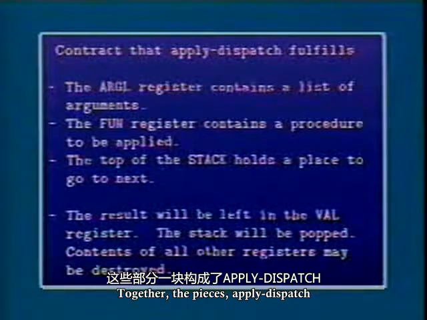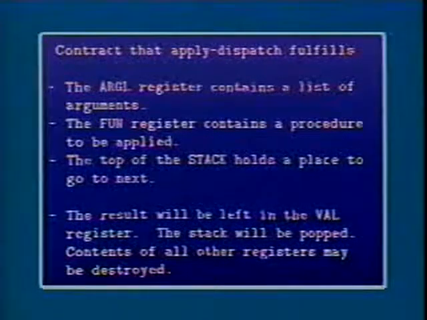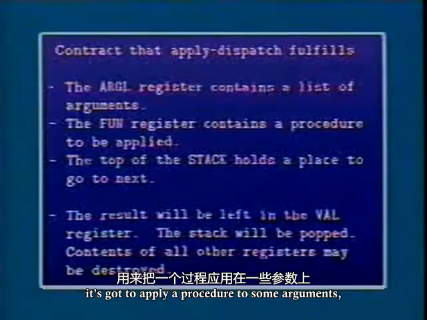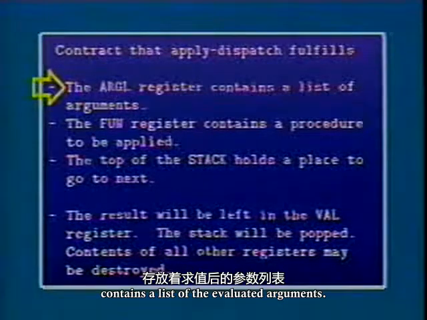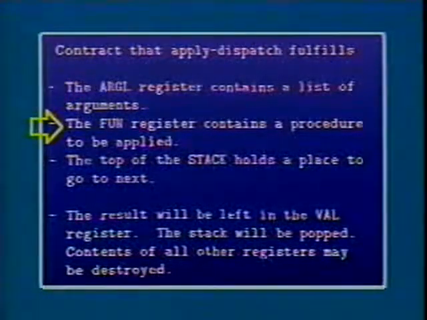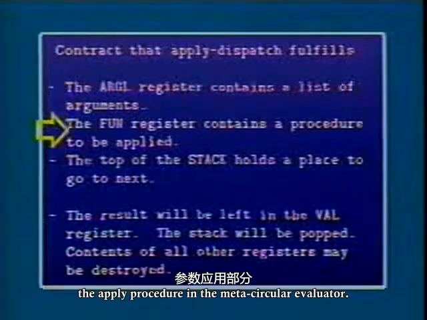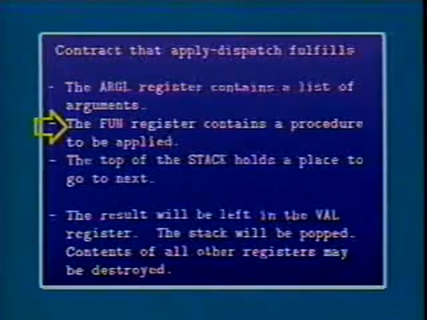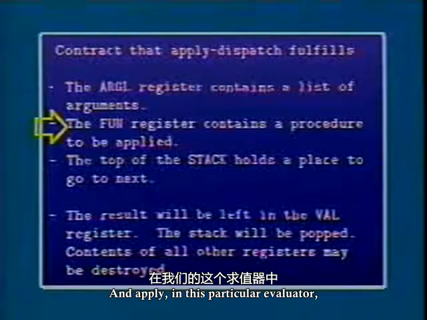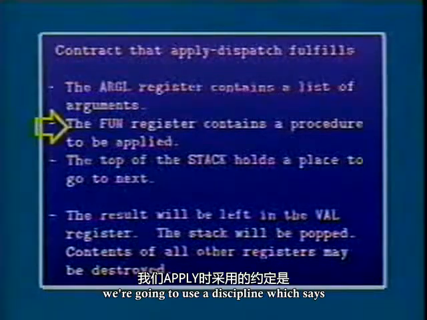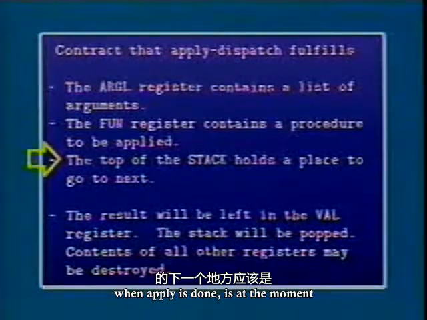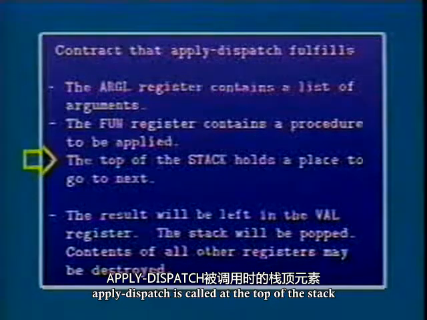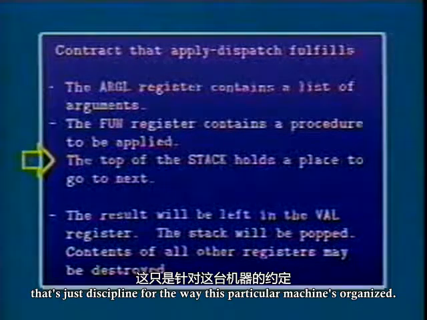The other big piece is apply dispatch, that corresponds to apply. It's got to apply a procedure to some arguments. So it assumes that this register argl contains a list of the evaluated arguments. Fun contains the procedure. Those correspond to the arguments to the apply procedure in the metacircular evaluator. And in this particular evaluator, we're going to use a discipline which says the place the machine should go to next when apply is done is at the top of the stack at the moment apply dispatch is called. It's just a discipline for the way this particular machine is organized.